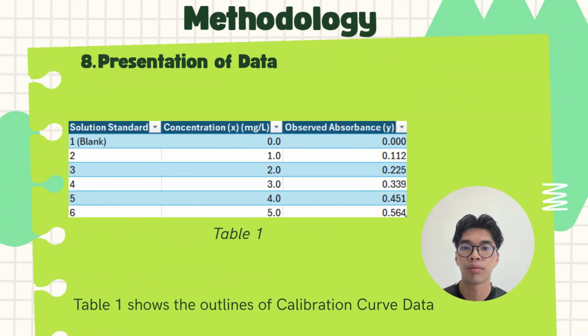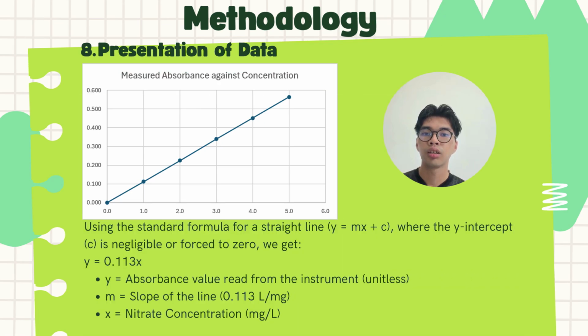Representation of data. As you can see here, Table 1 shows the outline of the calibration curve data. The graph here is plotted based on Table 1's data. Using the standard formula for a straight line, y equals mx plus c, where the y-intercept c is negligible or close to 0, we get y equals 0.113x, where y is the absorbance value read from the instrument, m is the slope of the line, and x is the nitrate concentration.